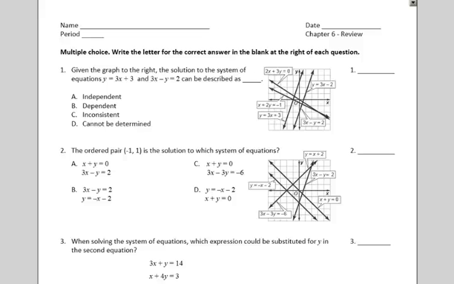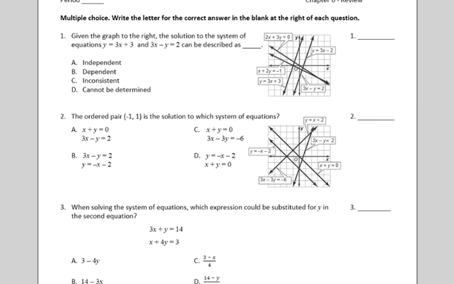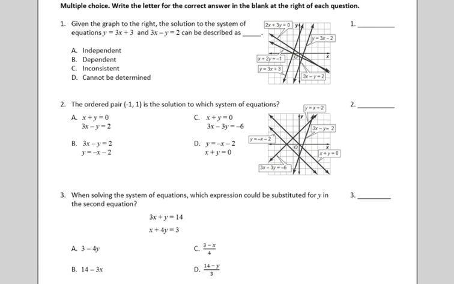This is the review sheet for the math test on Tuesday for Chapter 6, Systems and Equations for Algebra. The first part is multiple choice. So question number 1, you're using the graph to the right. You're going to find these two equations. So this is one of them, and 3x minus y equals 2 is this one. And you'll notice they're parallel to each other, which means there will be no solution, which is inconsistent.